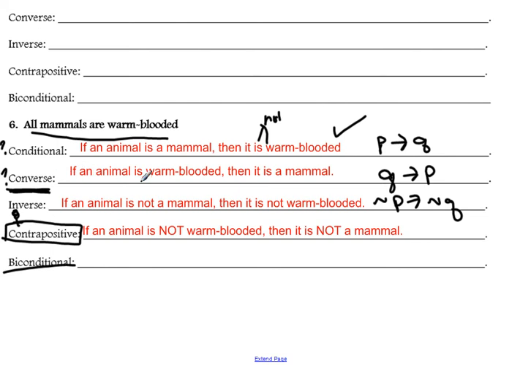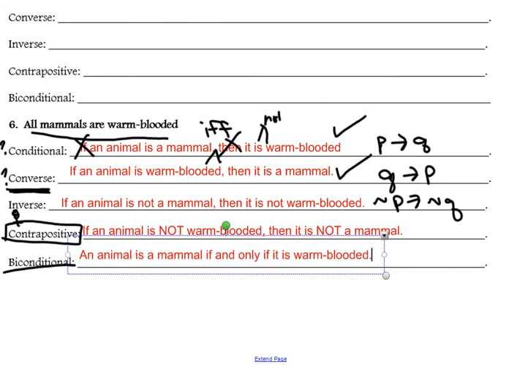Okay, the converse: if an animal is warm-blooded, well, one of the things that makes an animal a mammal is that it's warm-blooded. So if an animal is warm-blooded, then it has to be a mammal. That's also true. So now we can write the biconditional of our conditional. For the biconditional, we only take out the if and the then of our original conditional, and then we put an if and only if in between the hypothesis and conclusion. So an animal is a mammal if and only if it is warm-blooded.